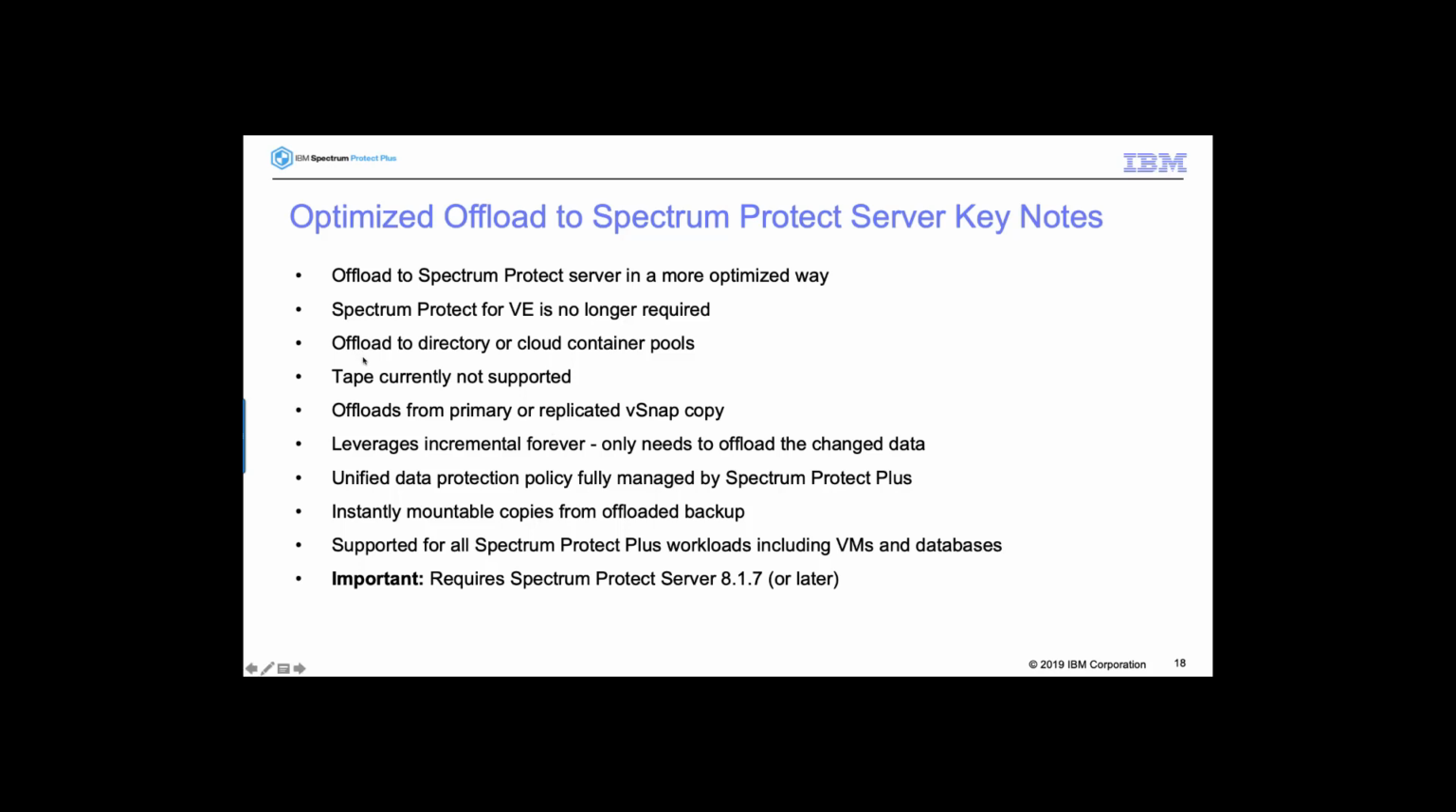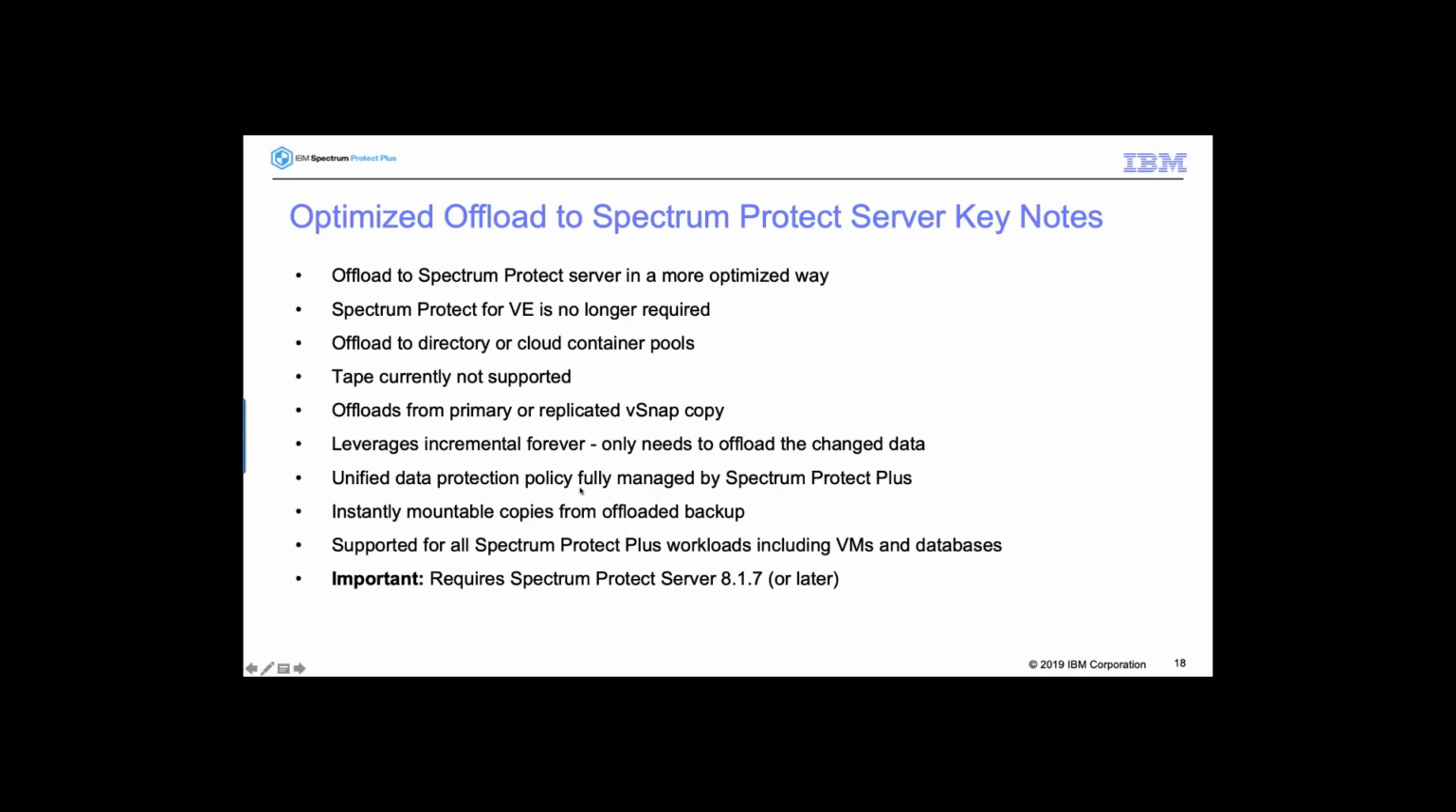As I mentioned, we currently support offloading to directory or cloud container pools. You can protect those if you want using tape, but from a direct offload perspective, we do not support directly offloading to legacy device classes or tape directly. Same as offloading to the cloud, you'll be able to do things from the primary or the replicated vSnap copy, and we're also going to do incremental forever. So the first offload will be a full, everything thereafter will be only the changes.